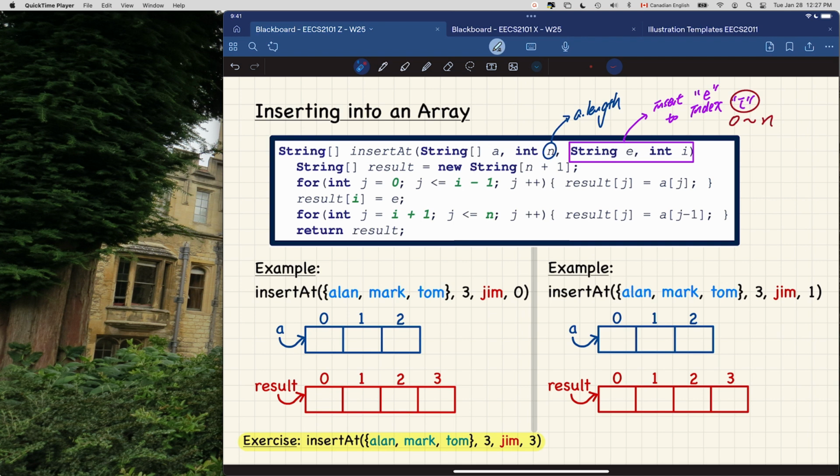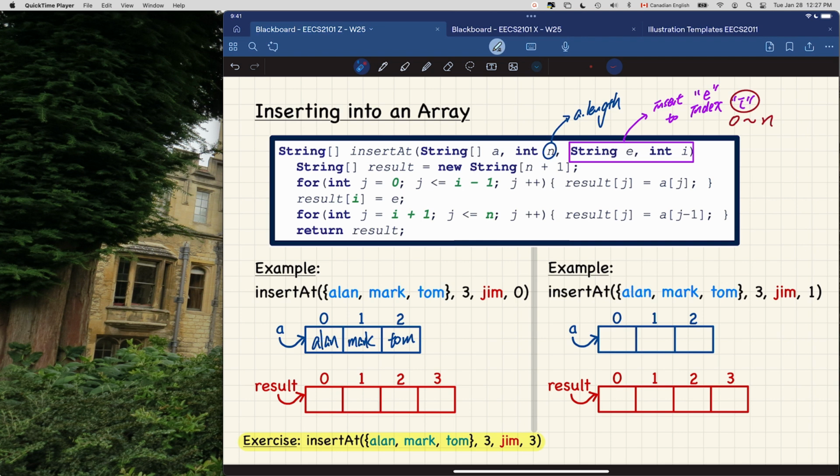All right, let's now go over some example before we look at the code. Actually, we should look at the code at the same time. Okay. So let's say here I got insert at, I got an input array, I got Alan, Mark, and Tom, right? And this is the input array, A. And the 3 here is simply the array size, just 3. I say I want to insert a new string called Jim into index 0. All right.